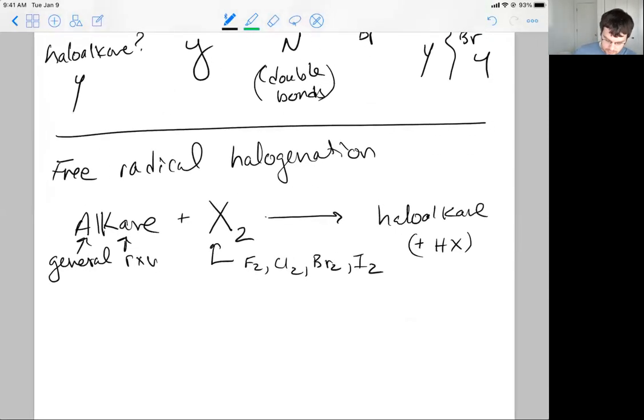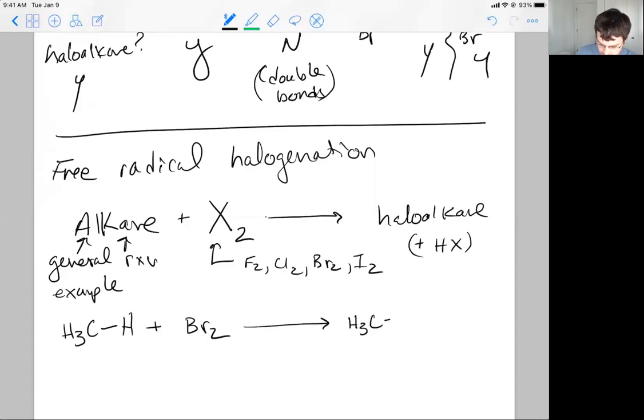Now, where did the H come from? You could think of it as just the hydrogen that gets replaced with an X group. So, for example, if we treated methane with Br2, we could apply some reaction conditions where we replace the hydrogen atom with our bromine atom, and then we generate HBr as a side product.